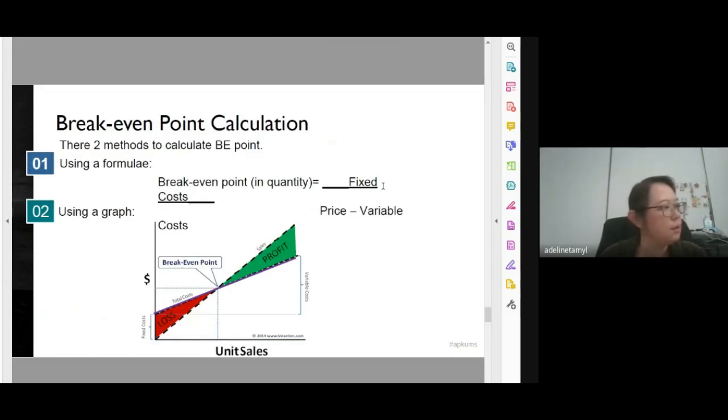Fixed cost divided by price minus variable cost. Okay, ini formula there. Fixed cost divided by price minus variable cost. And the second method is we calculate one line for the sales, jualan, and calculate another line for the total cost. When both lines intersect at this point, we call it the break-even point. And then we try to find out what the unit is. Okay, this unit is the quantity that you must sell to avoid making a loss.